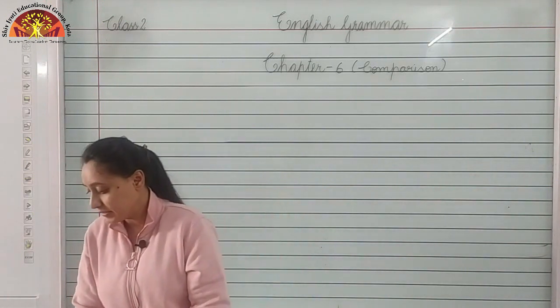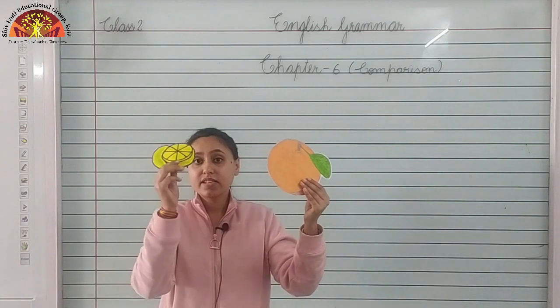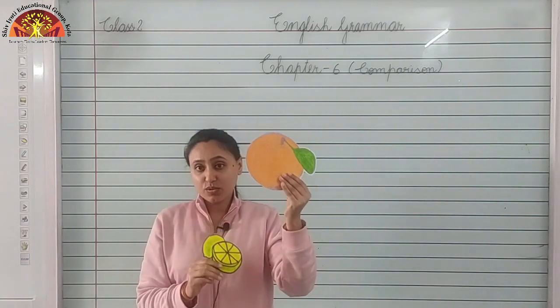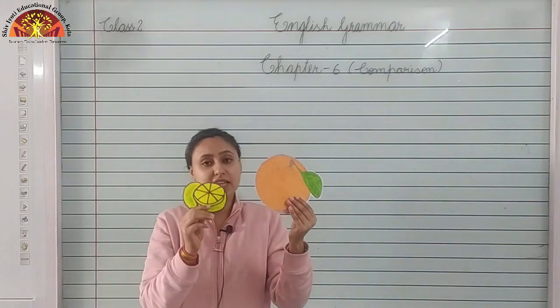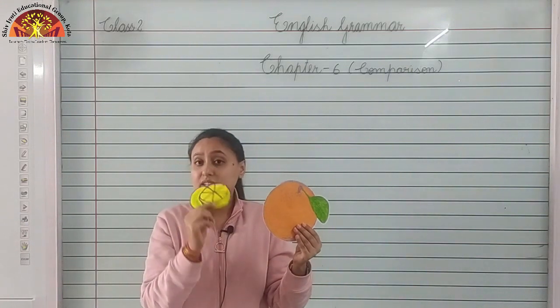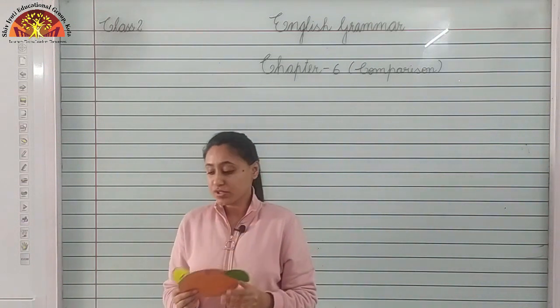Okay. Now look here again. So children, this is orange and this is lemon. Okay. So orange is bigger than lemon, or we can say that lemon is smaller than orange. Okay. I hope this is clear to you.